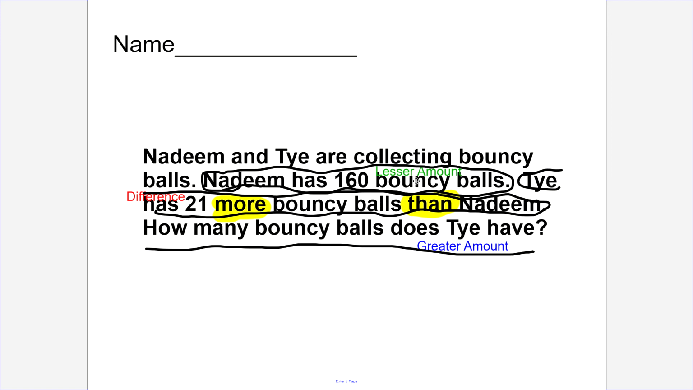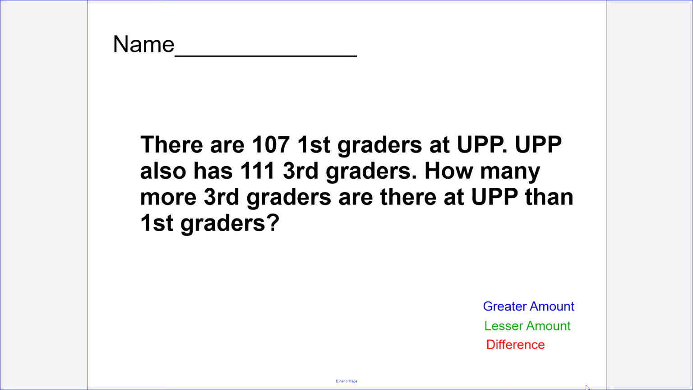That's how comparing works. Now, third grade, we have determined the greater amount, lesser amount, and difference in two problems. Let's try just one more, using those key difference words to determine which piece of information is the greater amount, which is the lesser amount, and which is the difference. Here's the problem. There are 107 first graders at UPP. UPP also has 111 third graders. How many more third graders are there at UPP than first graders?